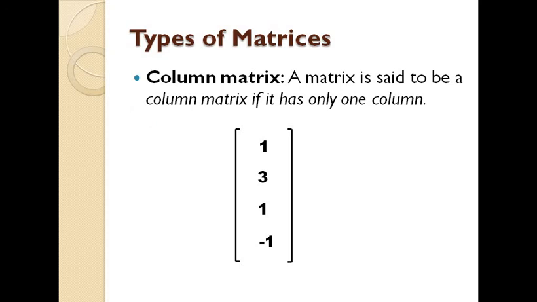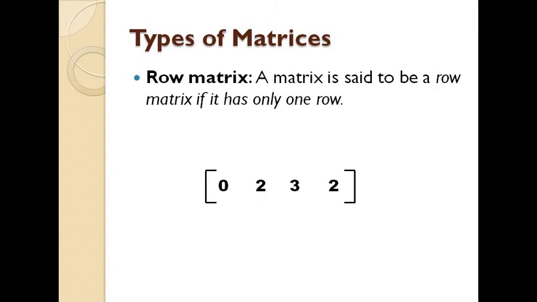Next, let us come to the types of matrices. How many types of matrices are there? One by one we will see. One is the column matrix. A matrix is said to be a column matrix if it has only one column. That means if the matrix has got only one column, then it is a column matrix. Similarly, if there is only one row, the matrix will be called a row matrix.